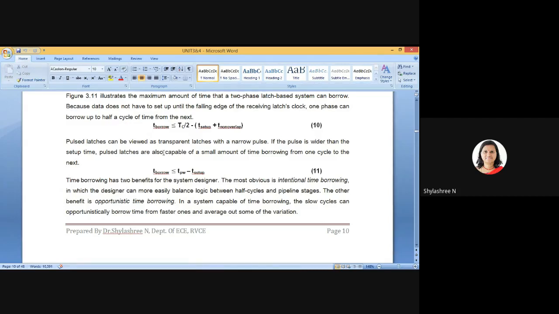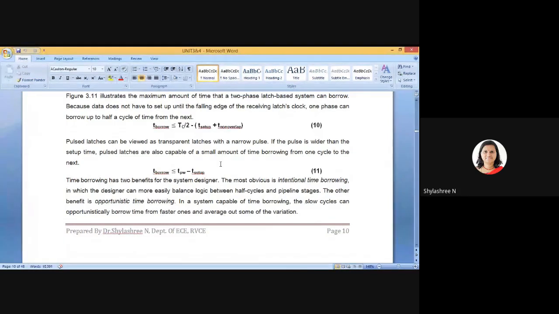If a pulse is wider than the setup time, the pulse latches are also capable of a small amount of time borrowing from one cycle to the next. If the pulse is wider, then it can borrow the time. If the pulse is narrow, then borrowing is not possible. Are you getting it?